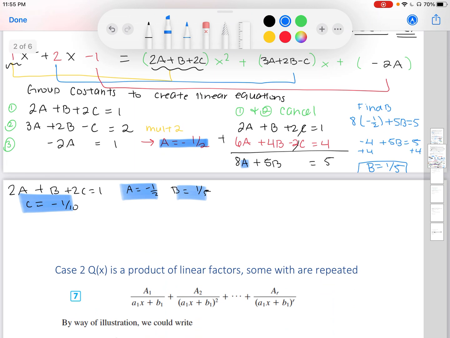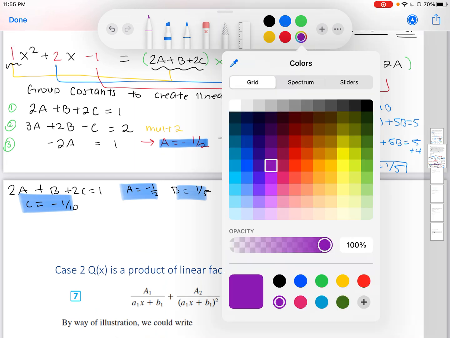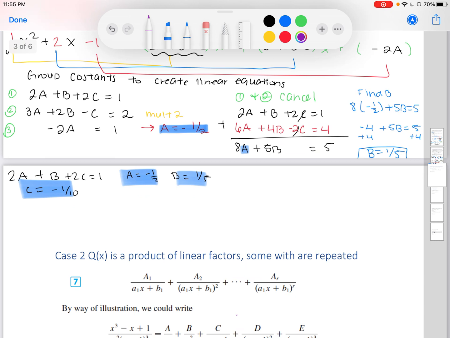All right, let's rewrite what we have so far. So with those coefficients, we have the integration of 1/2 times 1 over x plus 1/5 times 1 over 2x minus 1 minus 1 over 10 times 1 over x plus 2. Again, we just found the coefficients, the numerators that go on top of each one of our breakdowns. All right, we can go ahead and integrate each one of these separately.